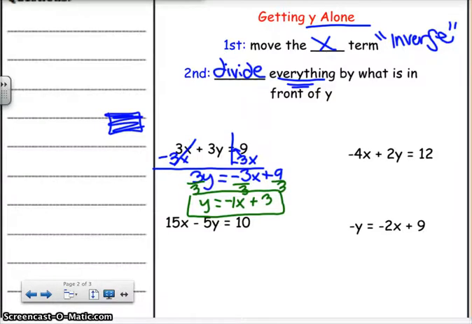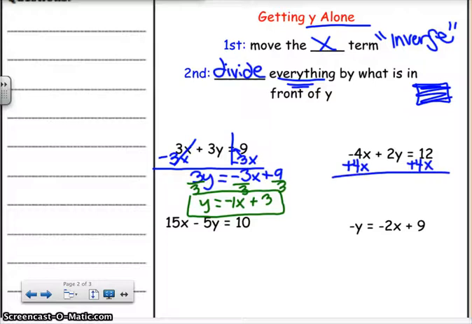Same strategy. Move the x term, divide by what's in front of y. So the first thing I want to do is move the x term on this next one. It's a negative 4x. How do you move negative 4? Add. So I'm going to add 4x to both sides. Remember, you want the x right after the equal sign, so I just kind of smush it in front of the 12. And I have 2y is equal to 4x plus 12.